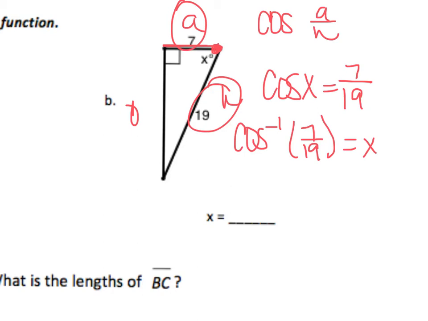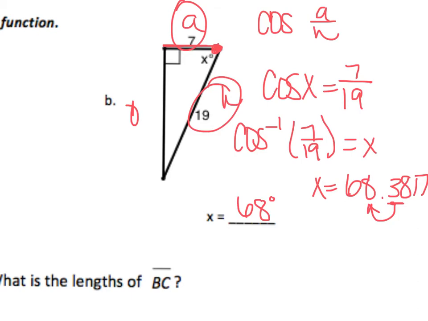So again, you've got your cosine button, 2 buttons above the 8. Go ahead and hit second cosine and do 7 divided by 19. And you should get 68.3817 and many numbers after that. But since it's to the nearest whole number, this 3 again is going to keep the 8 the same. So your answer is going to be 68 degrees.